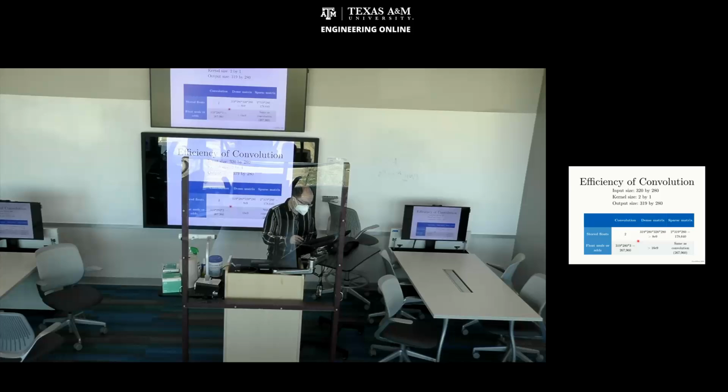As I said before, if you use the convolution, this is your input size, this is your kernel size, and this is the output size. It's 1 less because there's no padding. And in the case of storage, this is like the space complexity. The dense matrix is of this size, and the sparse matrix is of this size. This is for the storage.